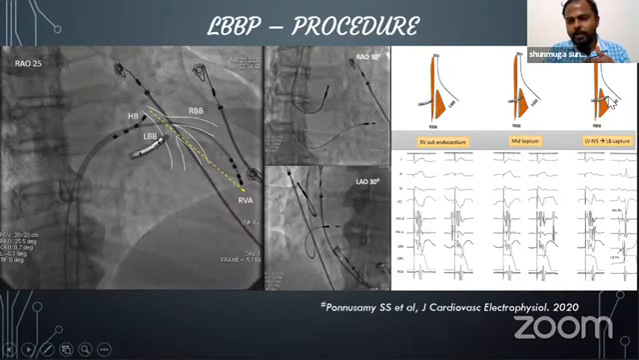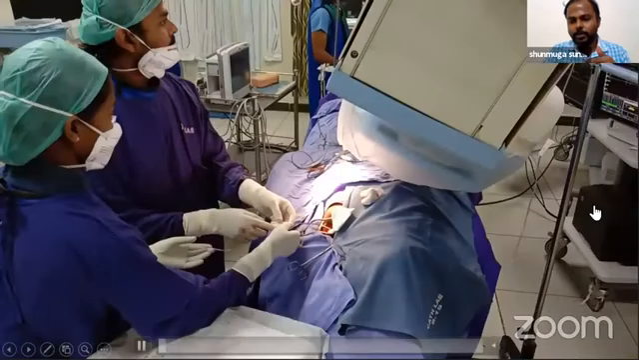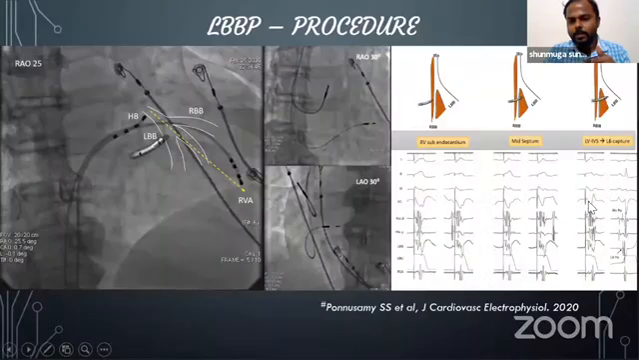And once you reach the left bundle area, that is going to produce an R wave. You can see here, this notch has gradually ascended up and it has almost produced an R wave once the lead reaches the left bundle area. So that is our target. So that's what I was talking about.